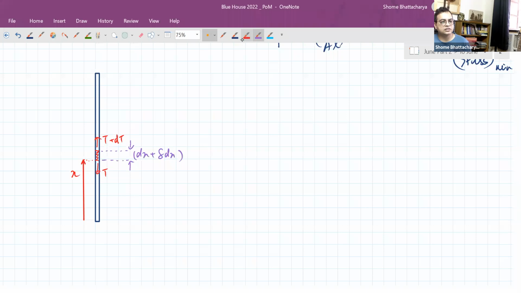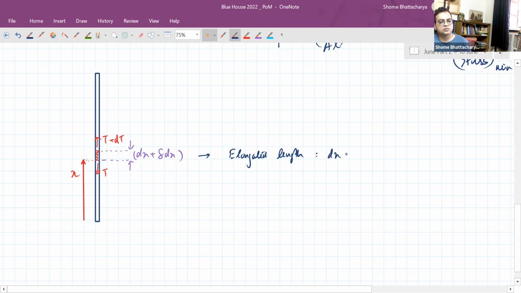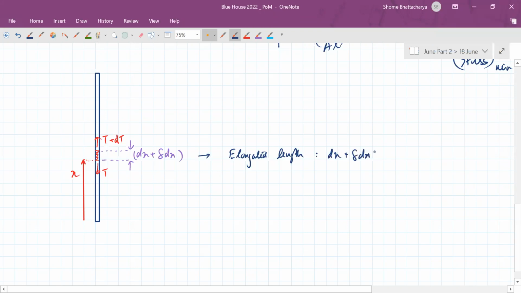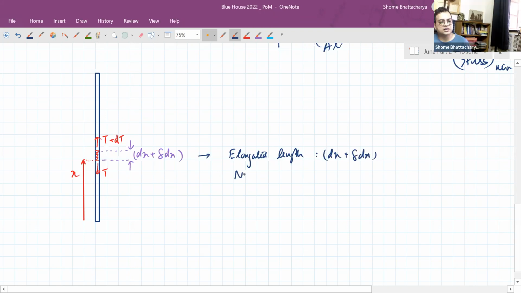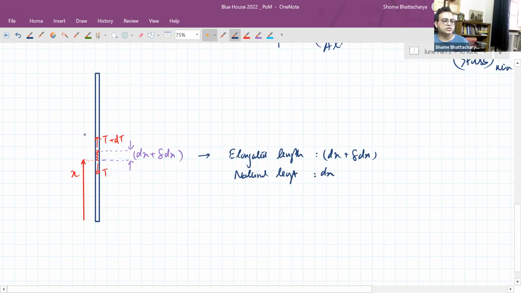So what is happening is that this differential element has an elongated length of that, some change in dx, whereas its natural length would have been dx, for this differential element.